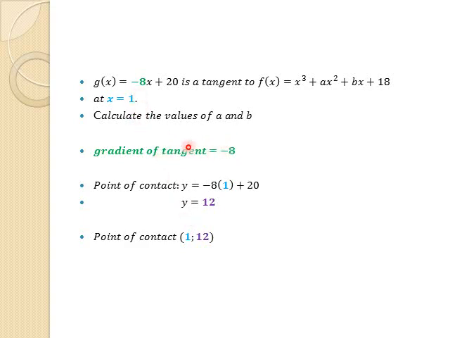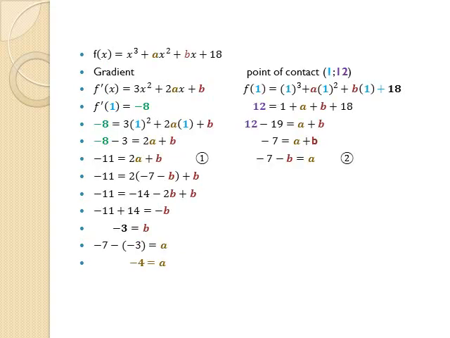So for the gradient, I'm going to use the first derivative. For the point of contact, I'm going to use the original equation. Alright, so if you look at the equation, to get the gradient, we have to find the first derivative. So 3 times 1 gives me 3, 3 minus 1 gives me 2, so 3x squared. 2 times a gives me 2a, 2 minus 1 gives me 1. 1 times b is b, and x falls away. The first derivative of a constant is 0.